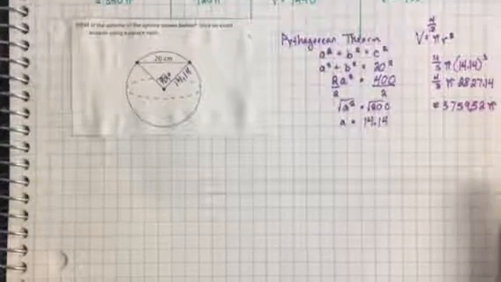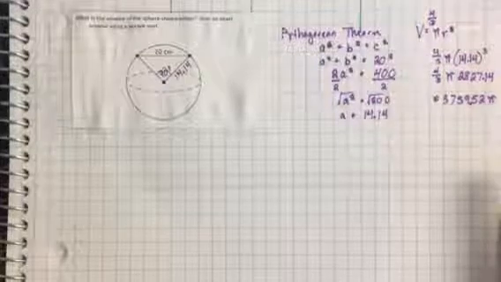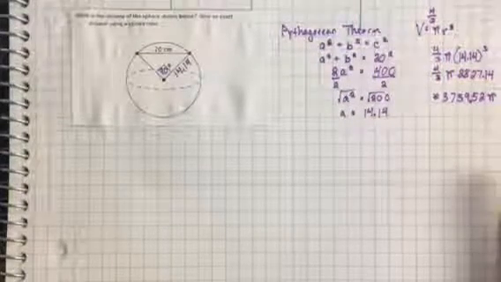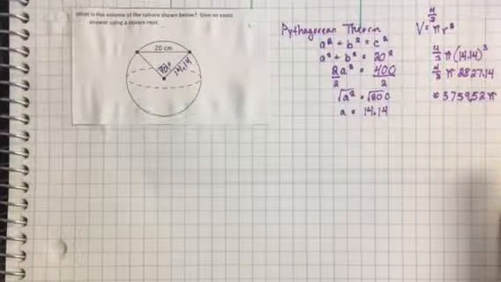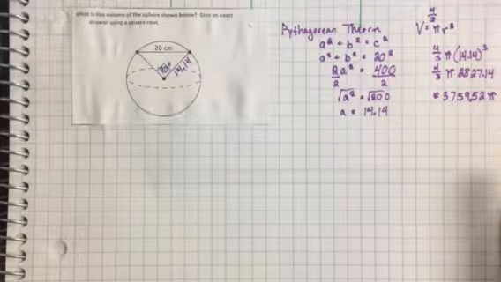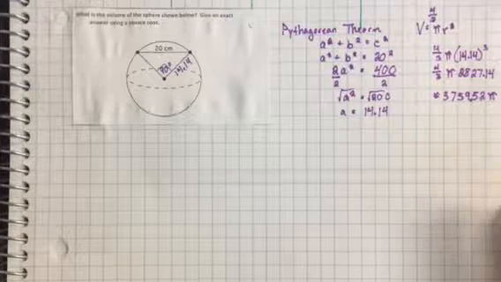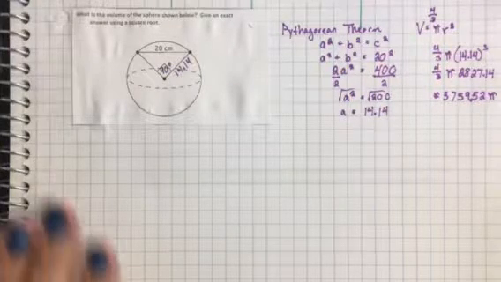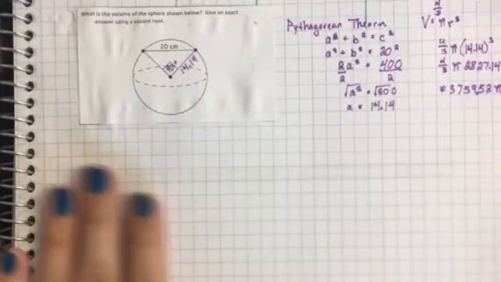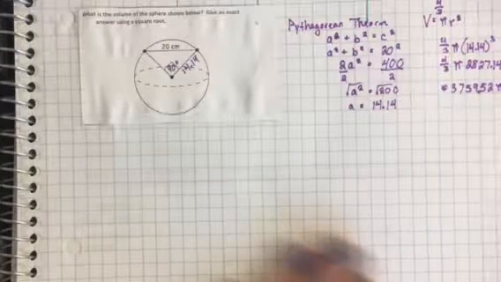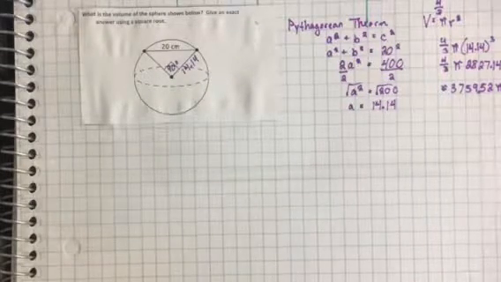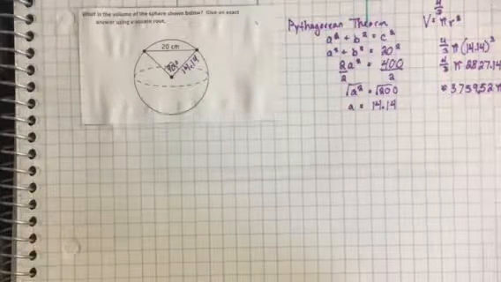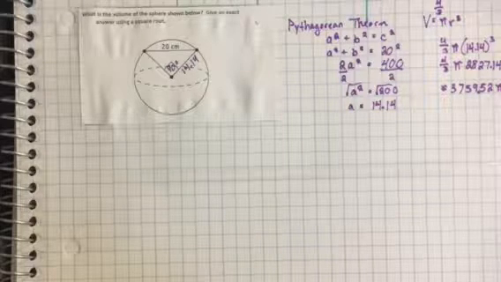So I just want to take a look at this problem here. What I'm given is called a chord across the sphere. It's 20 centimeters long, and it's connected back to the center of the sphere by the two radiuses and forms a right triangle. What that means is that we can use the Pythagorean theorem to solve for the length of the radius and then plug that back into the volume formula.